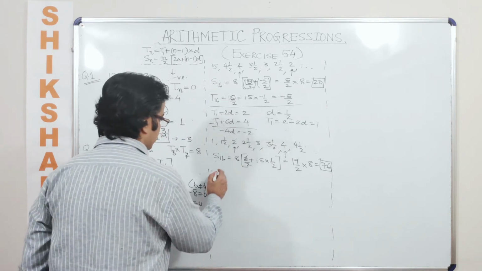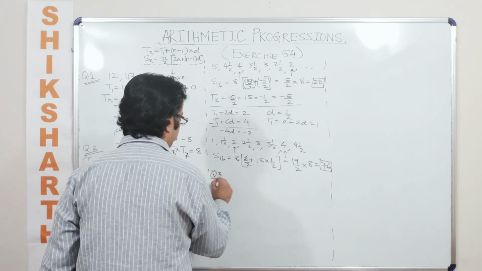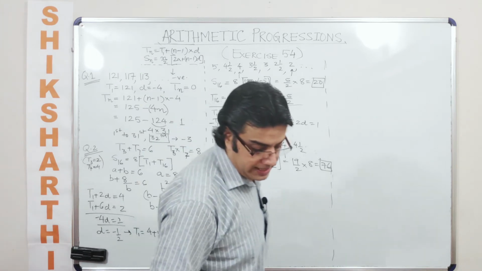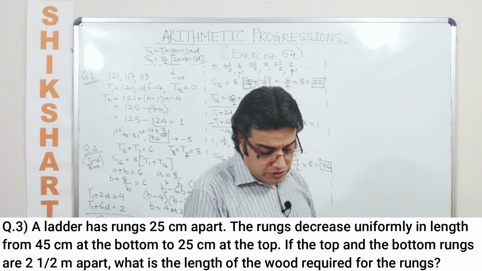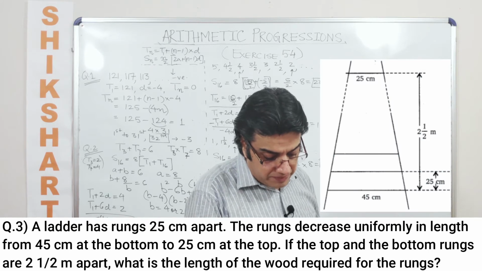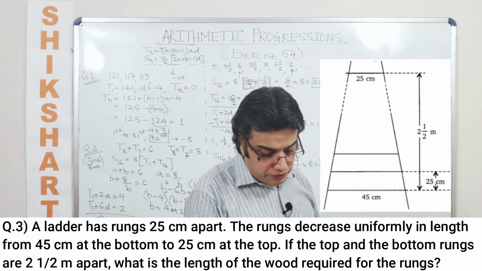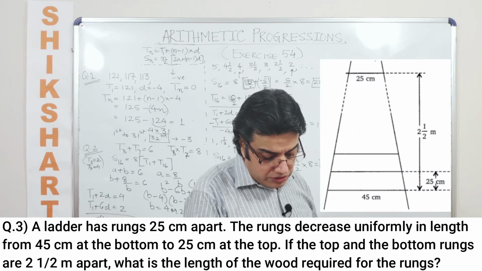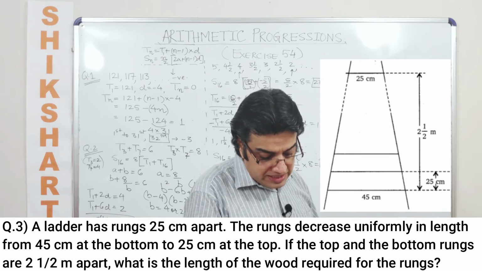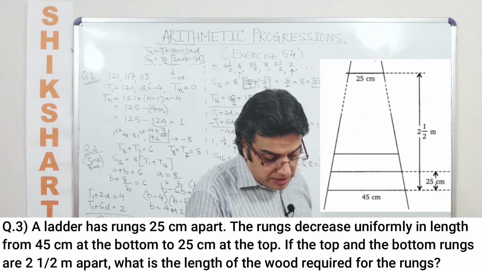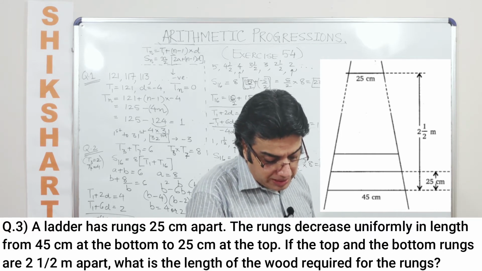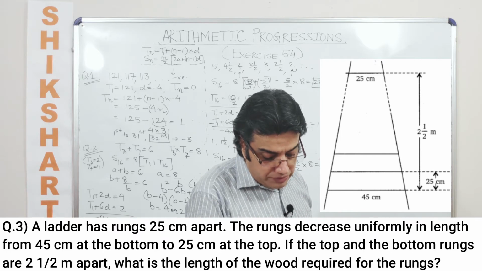Let's move on to the next question, which is question number 3. Now question number 3 says, there is a ladder which has rungs which are 25 centimeter apart. The rungs decrease uniformly in length from 45 centimeter at the bottom to 25 centimeter at the top. If the top and the bottom rungs are 2.5 meter apart, what is the length of the wood required for the rungs?